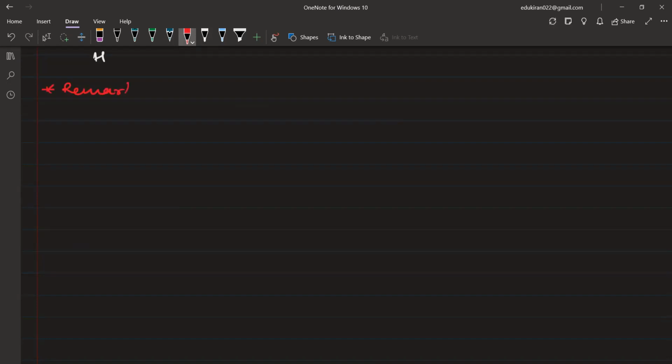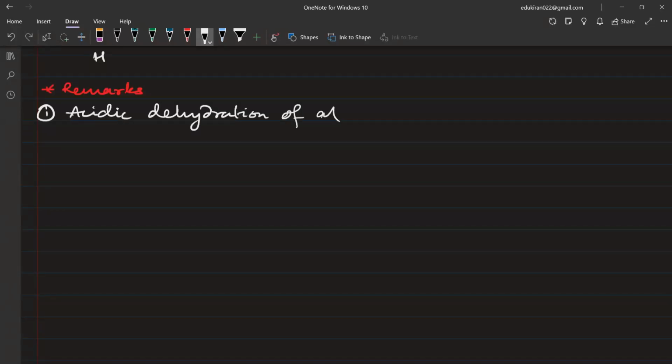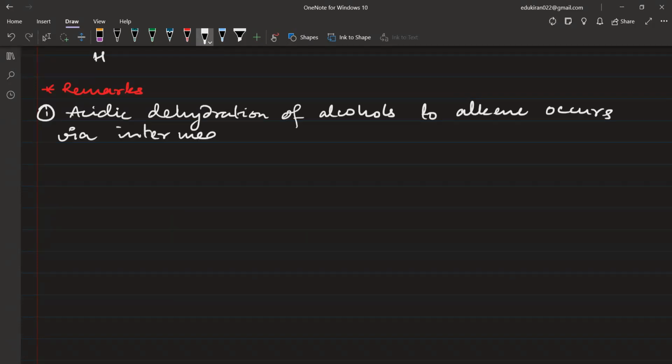There is another point. Acidic dehydration of alcohols to alkene occurs via intermediate carbocation.